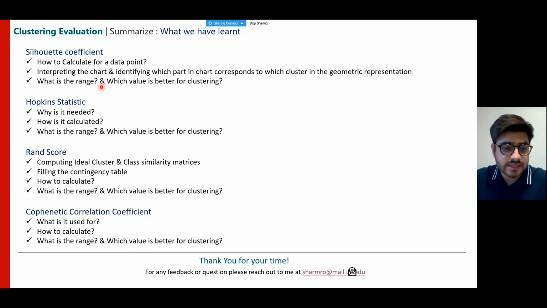We then also looked at the Rand statistic, and in that we learned how to compute the ideal cluster and class similarity matrices, how to fill the contingency table, and then how to finally calculate the Rand index, and looked at also the range and which is better for clustering. Finally, we looked at the correlation coefficient, and we found out that it's used for comparing different hierarchical clustering techniques. We also saw how it's calculated and what is the range of this metric. We also saw that values closer to 1 are inherently better for clustering.